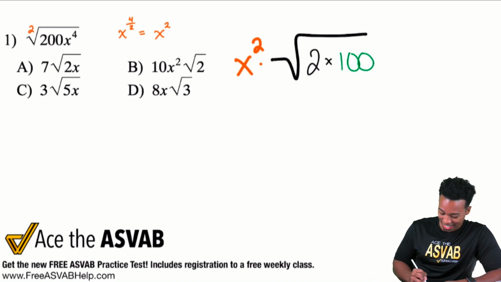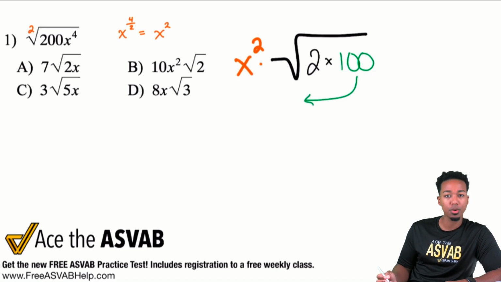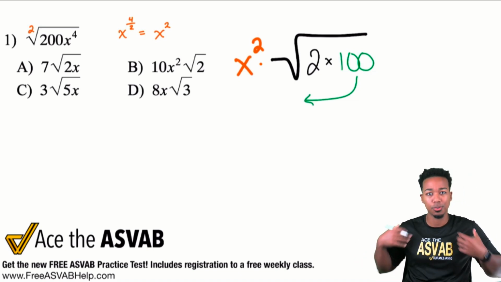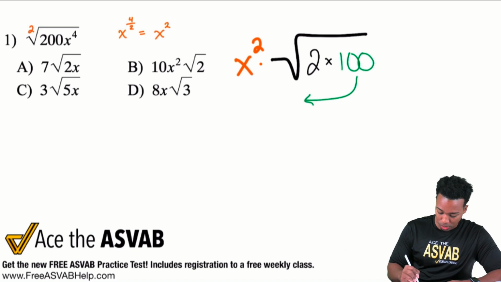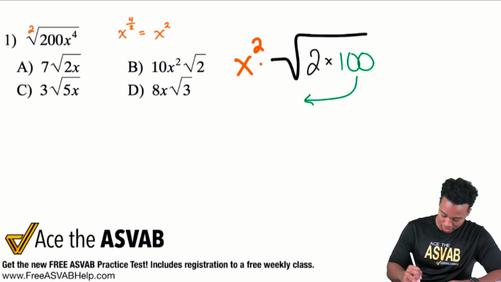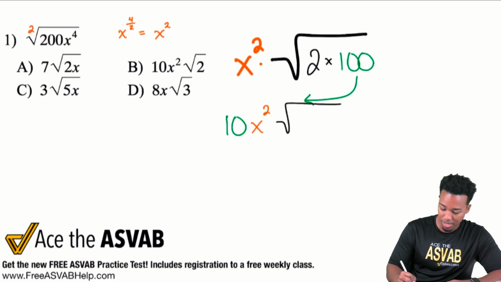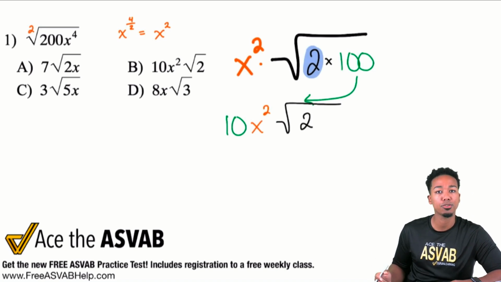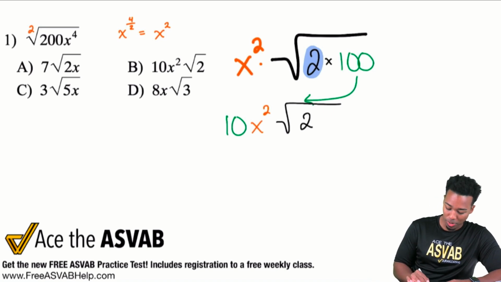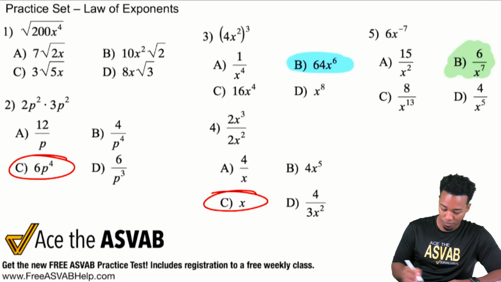And so with that, nice and easy, the 10 will come out of the square root because it has to pass through the square root. So you got to go ahead and modify it. And so we'll end up having 10. Then the x squared is still there. And then we still have the square root. But what was left inside? What was left inside was the 2. So we have 10x squared with a square root of 2 being left behind. And that's why B is the answer for number 1.